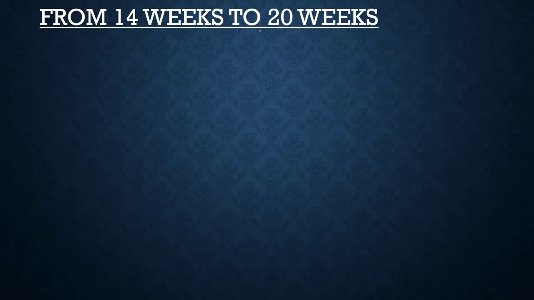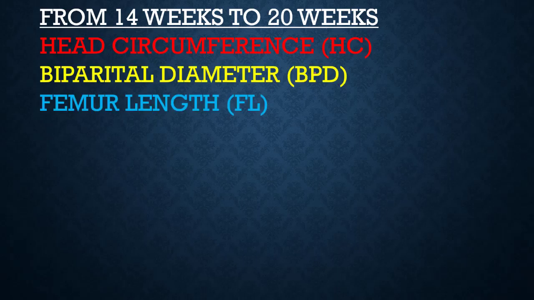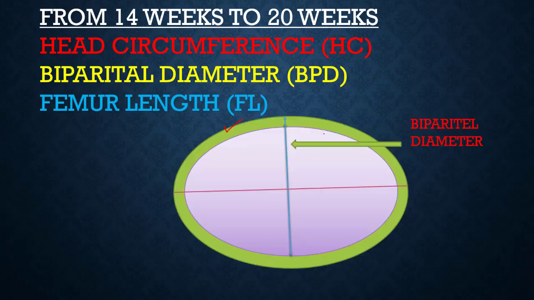Then from 14 weeks till 20 weeks, the best way to measure the gestational age of the fetus and then the EDD is by using the head circumference, biparietal diameter and the femur length. This green line shows the head circumference and this blue line shows the biparietal diameter. So you can measure gestational age and EDD by using the head circumference or by the biparietal diameter.